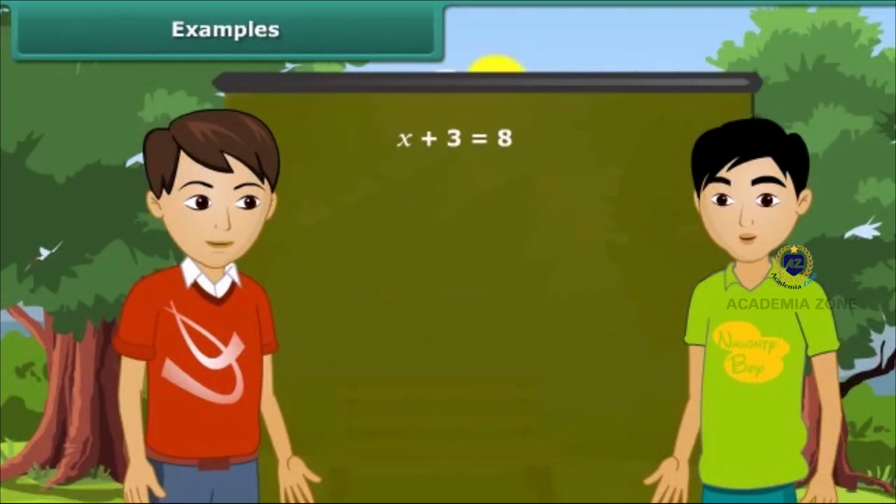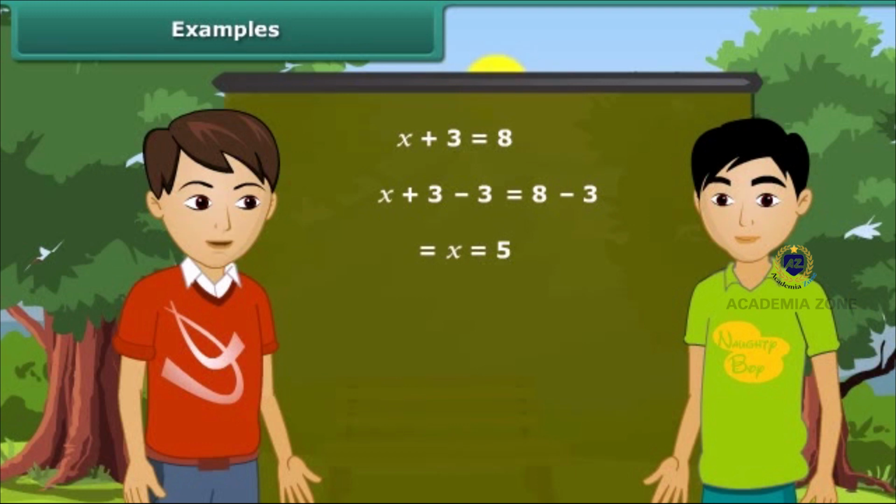Let us take an equation. x plus 3 is equal to 8. We shall subtract 3 from both sides of this equation. The new LHS is x plus 3 minus 3, which is equal to x, and the new RHS is 8 minus 3 is equal to 5. Therefore, we get x as 5. But why should we subtract 3 and not some other number? It is because subtracting 3 reduces the LHS to x.